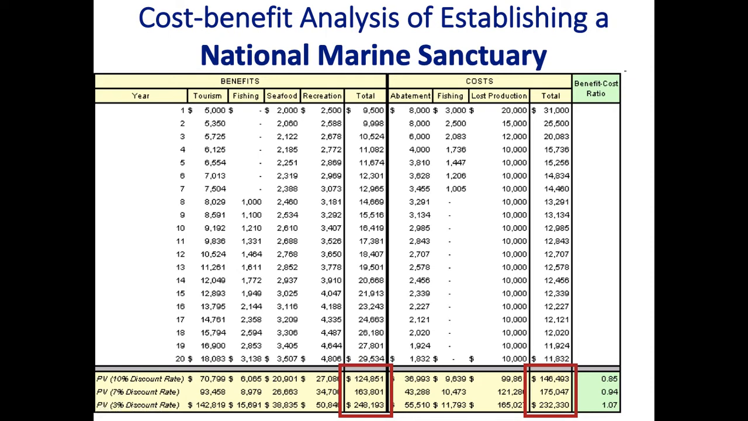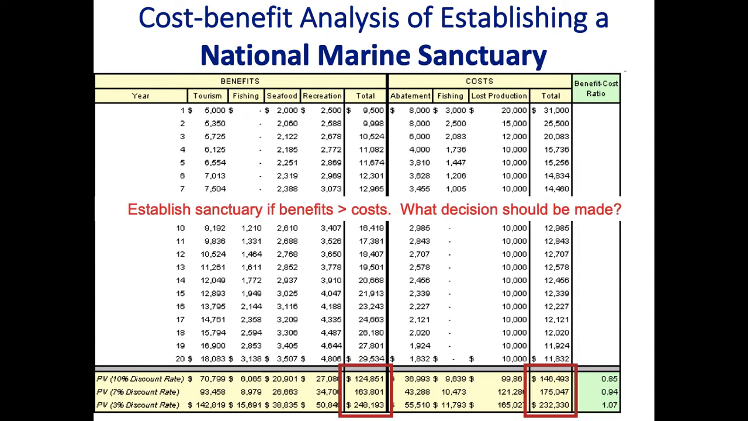And so making this decision affects the answer that you get when you do cost-benefit analyses. So it's important to think about how much resources in the future are worth relative to what they're worth right now, because that will really affect the outcome of these cost-benefit analyses. So you're trying to establish whether benefits are greater than costs, and somebody has to make a decision here, like, are we going to make a National Marine Sanctuary or not? And so somebody has to make this decision.